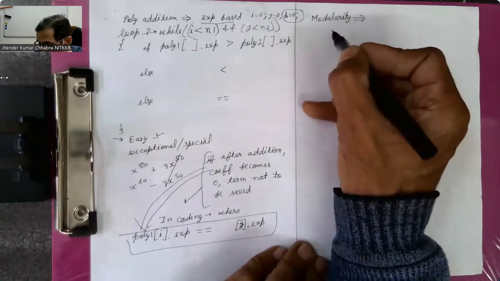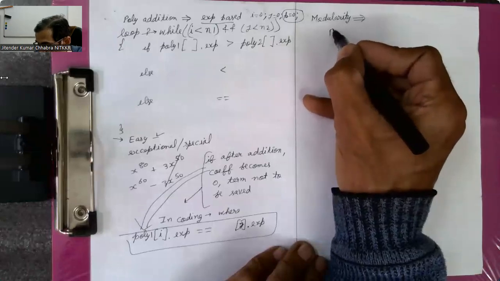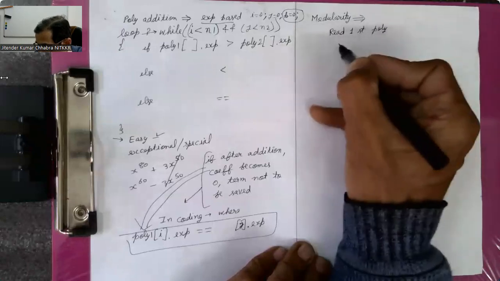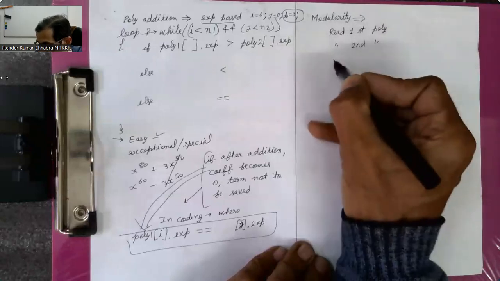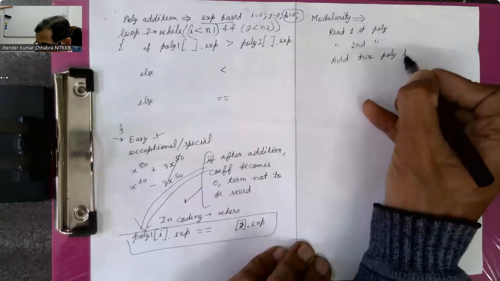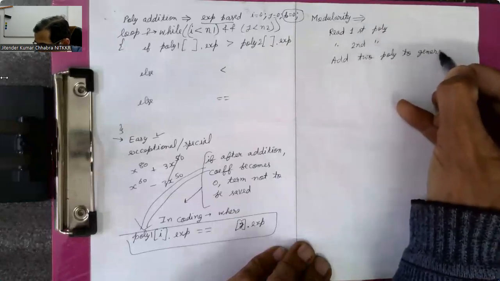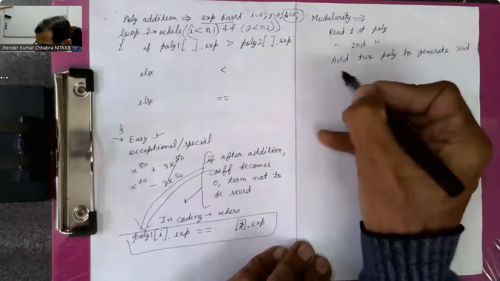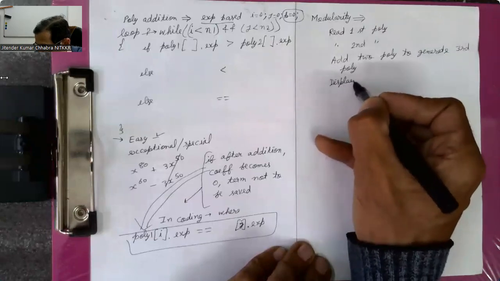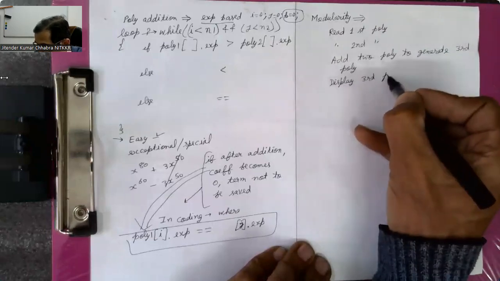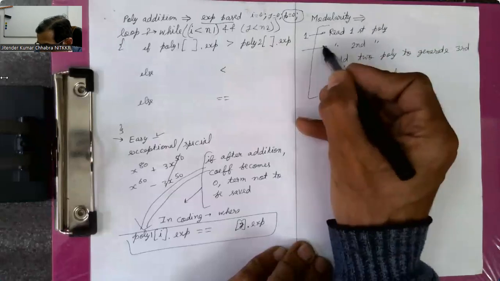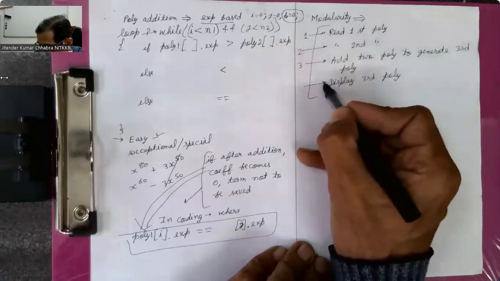So let's think. What I did earlier was that my main 4 steps were: read the first polynomial, read the second polynomial, then add the 2 polynomials to generate a third polynomial, and then display the result, or to be precise, display the third polynomial. This is the logic we made. So primarily we had 4 macro steps.